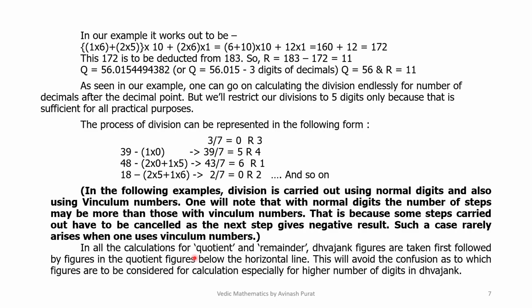In all the calculations for quotient and remainder, Dhvajanks figures are taken first, followed by figures in the quotient figures below the horizontal line. This will avoid the confusion as to which figures are to be considered for calculation, especially for higher number of digits in Dhvajanks.